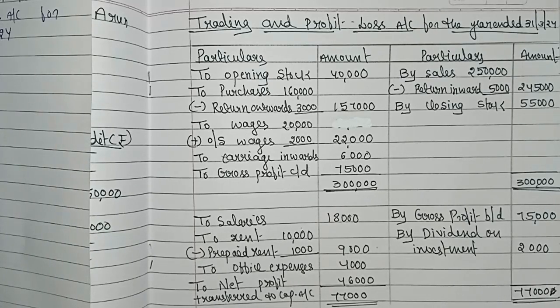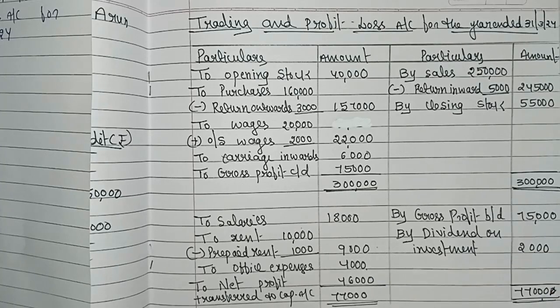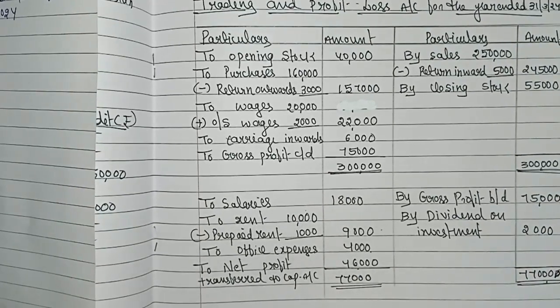Clear? Now here also, we have to check whether it is net profit or net loss. See here, incomes, indirect incomes are more, 77,000, and these indirect expenses are less, means it will result into net profit, that is rupees 46,000. That is transferred to capital account, means in the balance sheet we need to mention this net profit. Clear? That one we will see in the upcoming classes.